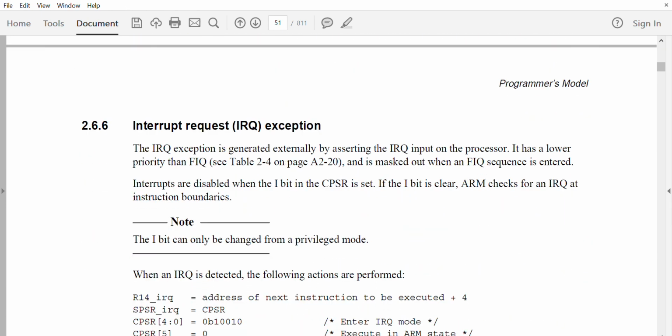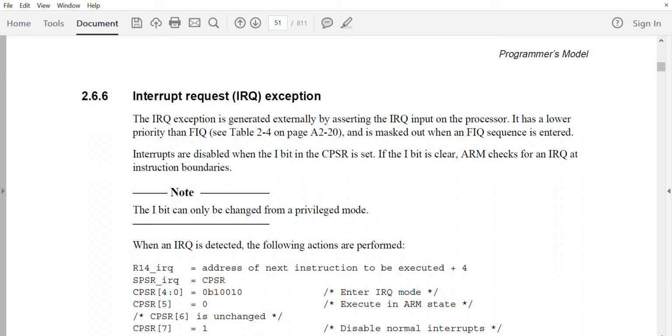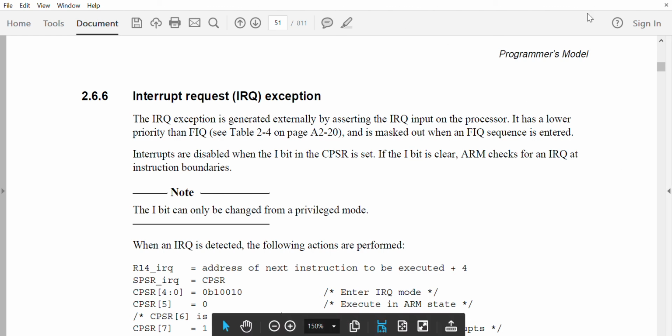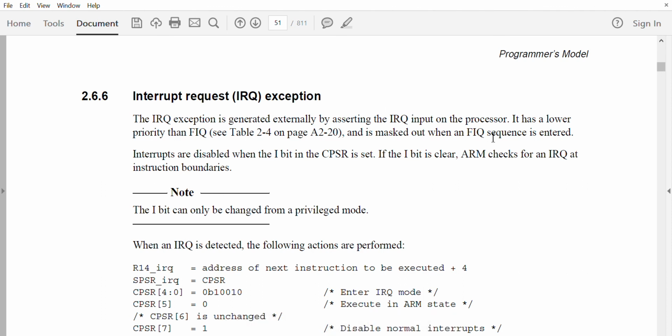Then you have the interrupt request exception. That is a sort of hardware interrupt. This is an externally generated interrupt. Okay, so you have an input pin called the IRQ pin for the processor. So if you apply a 1 on that pin, or make it high, then this particular exception will happen.